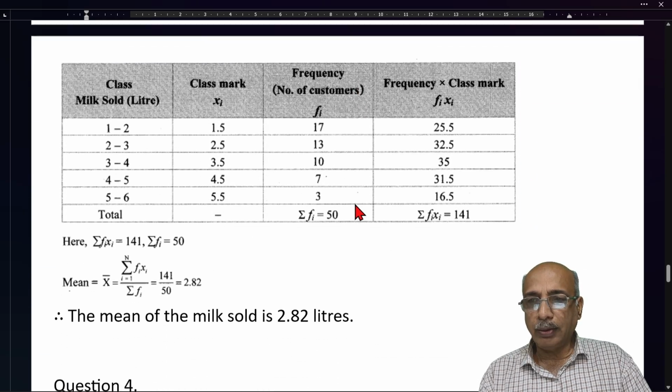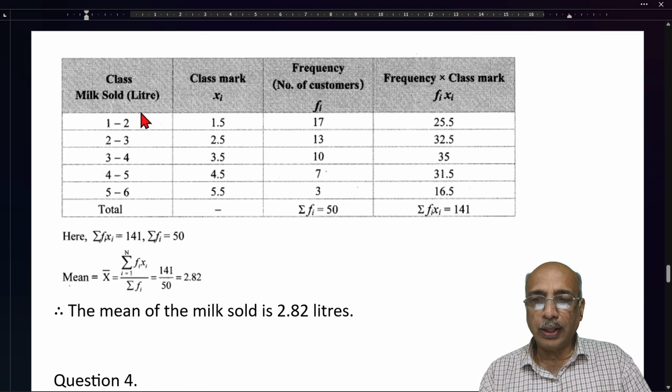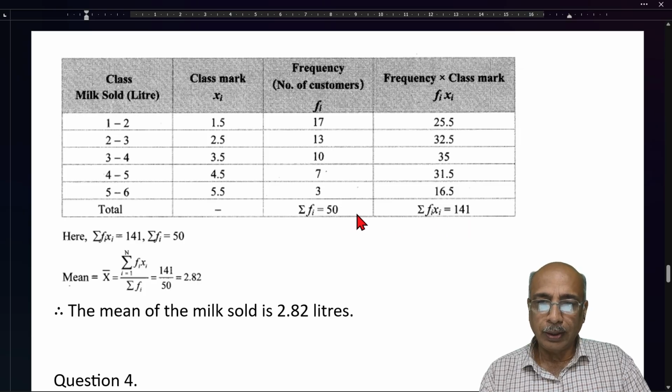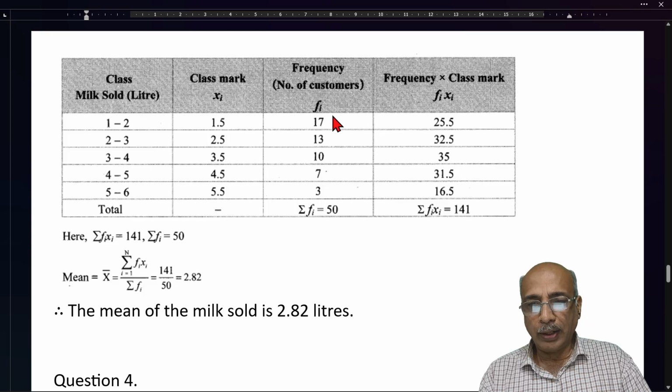So for the direct method, we will take the class milk sold in liters. In this class, we will write the first column, the second column class mark, 1 plus 2, 3 divided by 2, 1.5. Now you know how to take the class mark. Frequency is already given. Frequency into class mark equals fi xi. Simplify this. This is coming in decimals. Do the total correctly there. So sum of fi xi for this is coming 141. And sum of fi, that is frequency, equals 50.